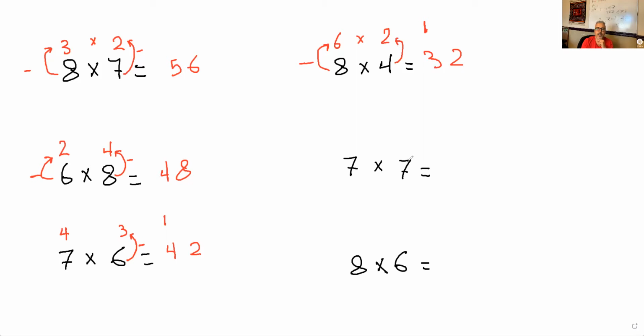How about here? 7 is 3 away from 10. So you put that on top of the 7. It doesn't matter here because both of them are 7s. And 7 is 3 away from 10. So you put that 3 on top there. 3 times 3 is 9. And then you minus this way. 7 minus 3 is 4, 49.